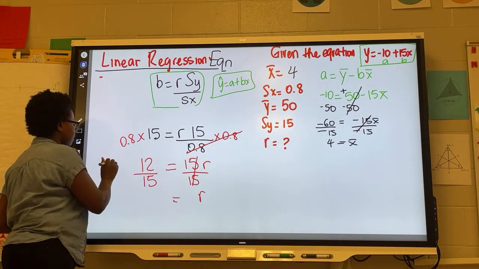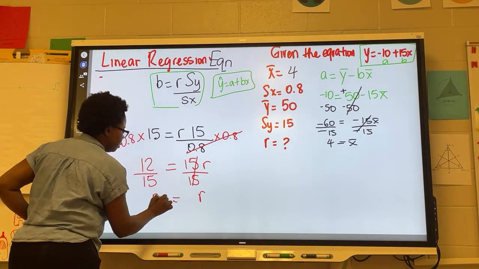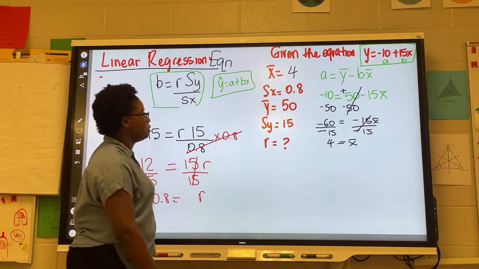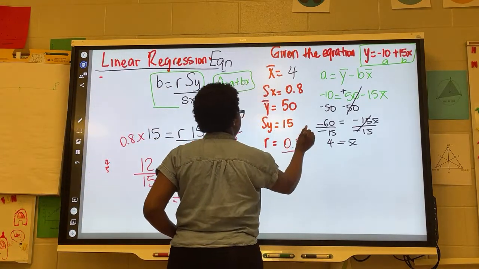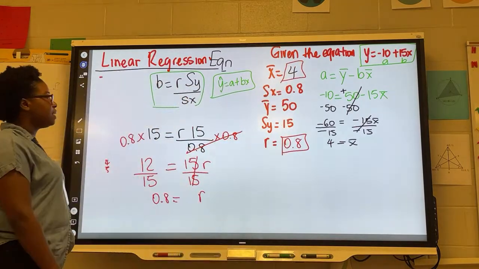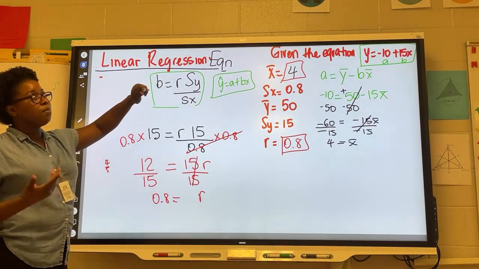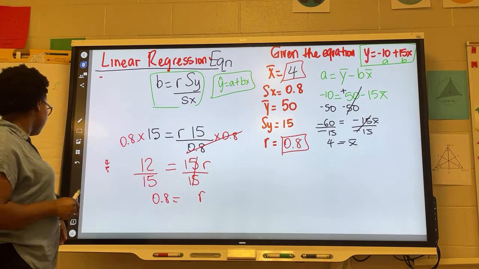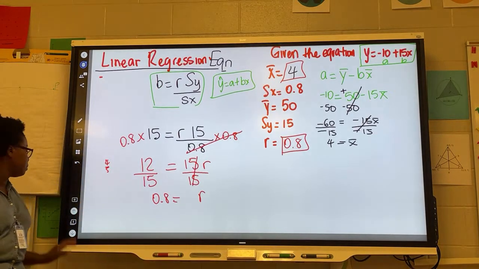So it's 4 over 5, that's 80%, 0.8? Okay. So it's going to be 0.8. So R is equal to 0.8. And that's how you find a missing variable. So you always pay attention to the two formulas given: the B slope, the slope formula, and the y-intercept formula. Any question? No? Alright.